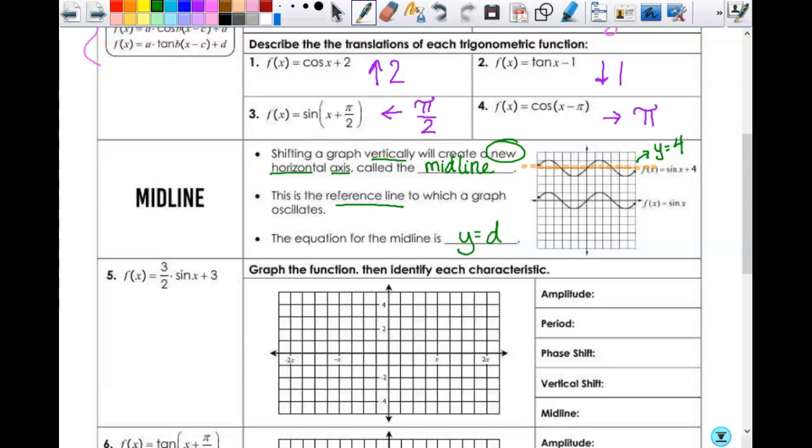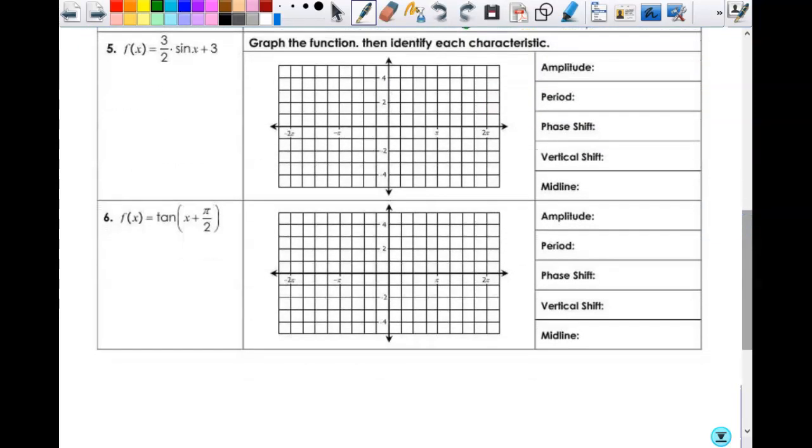All right, so let's look at number 5. And we're going to graph a bunch of these together because different little things happen that I think is important for us to just practice a bunch together. So it says graph the function, then identify each characteristic. That really doesn't make any sense to me. You really need to identify them so you can graph it, so we'll do it that way.